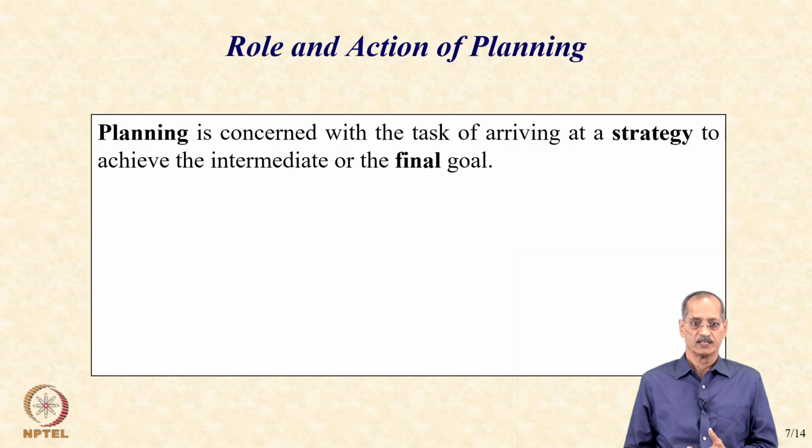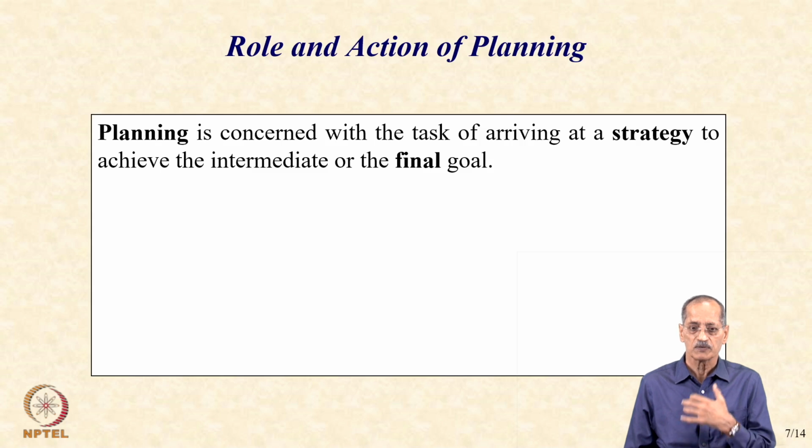Then planning. Planning is concerned with the task of arriving at a strategy to achieve the goal. Goal management or identification of the goal is only one aspect. How does one achieve? For example, if I need to reach a point B, what is the path that I am going to take? What is the route that I am going to take?